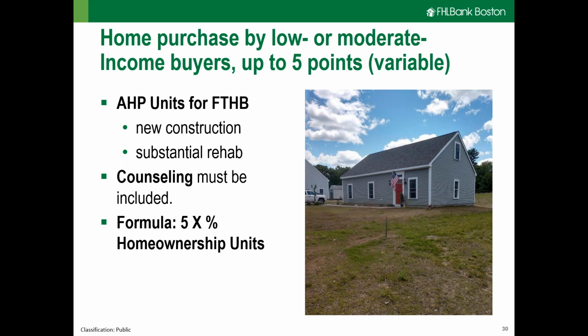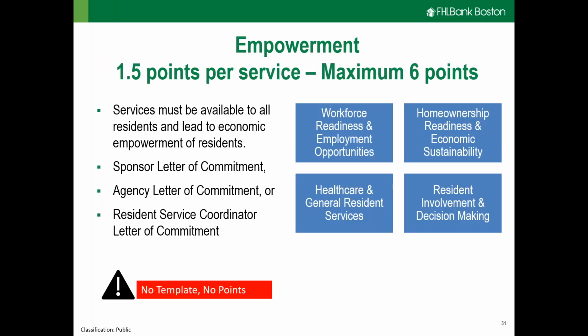And the formula to calculate this is 5 times the percentage of the homeownership units. This is generally 100%, because when you're doing a homeownership initiative, it's all homes. So you're generally going to get 5 points here if you are targeting low and moderate income buyers.